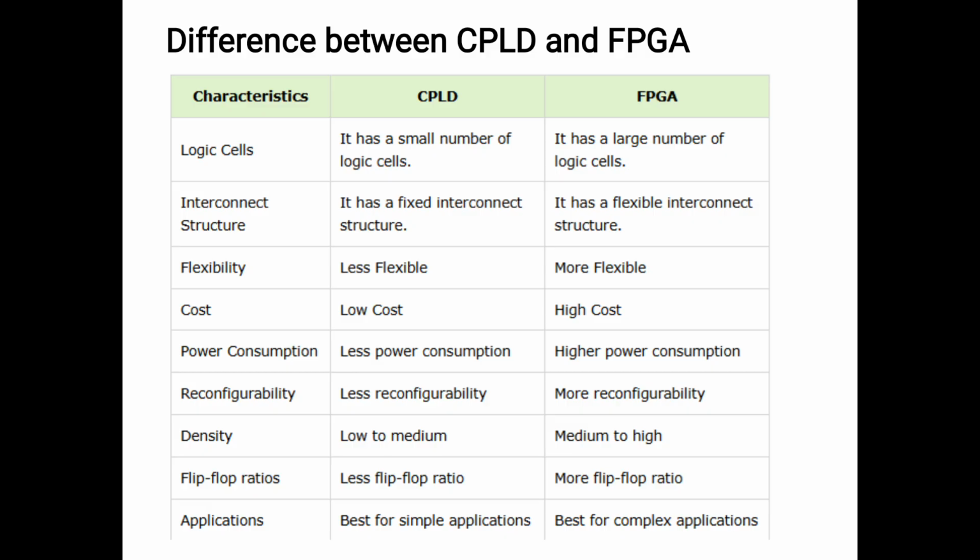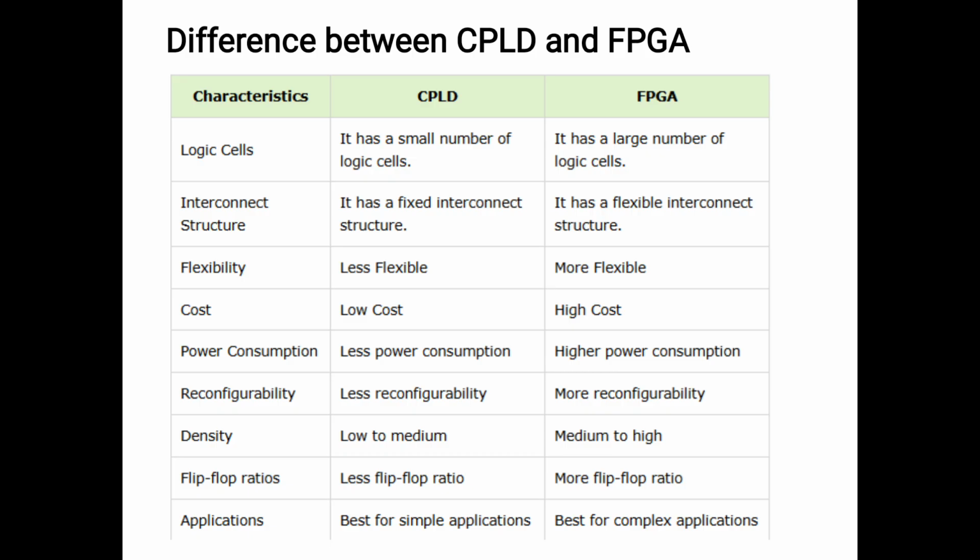Logic cells. CPLD has small number of logic cells whereas FPGA has larger number of logic cells. Interconnect structure. CPLD has a fixed interconnect structure whereas it is flexible in the case of FPGA. Flexibility, CPLD is less flexible than FPGA. In terms of cost, CPLD is cost efficient whereas FPGA is of higher cost. Power consumption, CPLD consumes less power than FPGA.